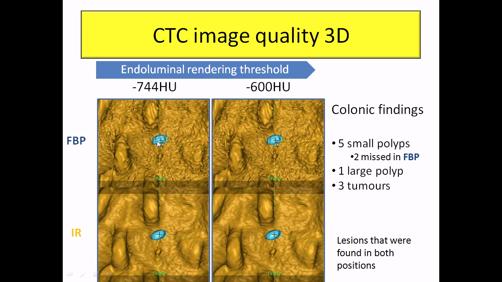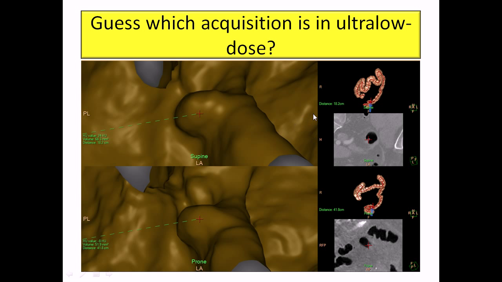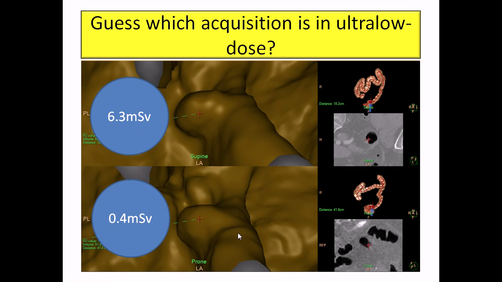These are images of a small polyp in the endoluminal view with different endoluminal rendering thresholds with filtered back projection or iterative reconstruction technique. You may compare for yourself. And guess which acquisition is done in ultra low dose? And indeed, you are right, it's the bottom one. And you can judge from the cross-sectional images on the right. However, to my mind, the quality of these 2 images is identical to my eye.